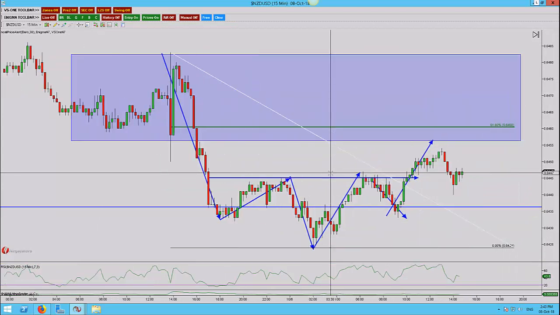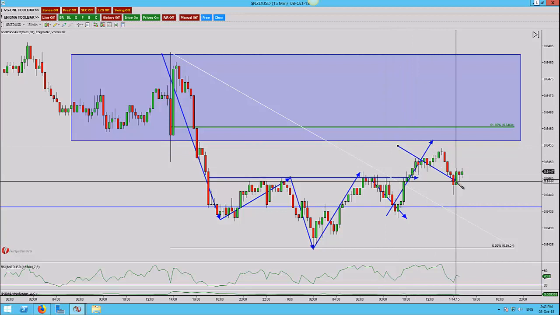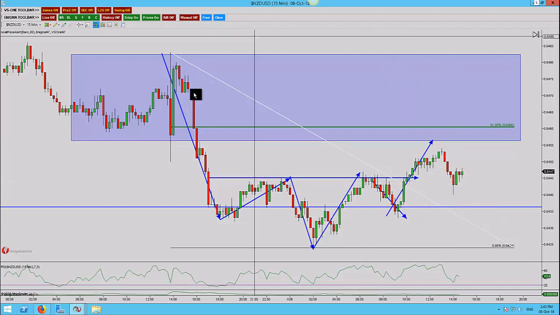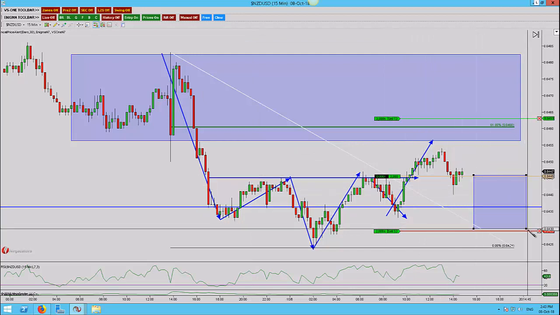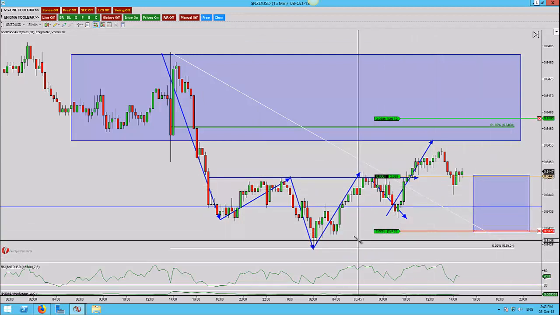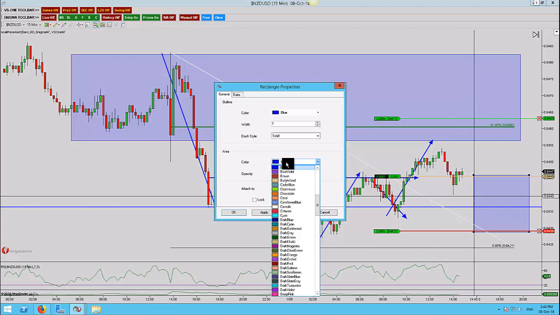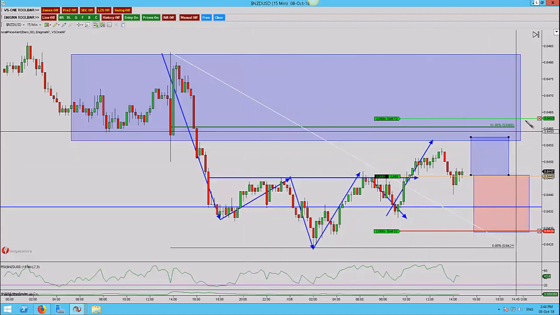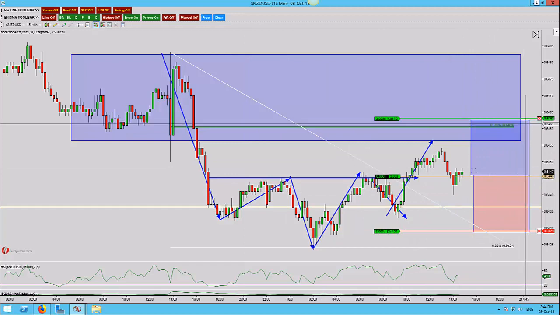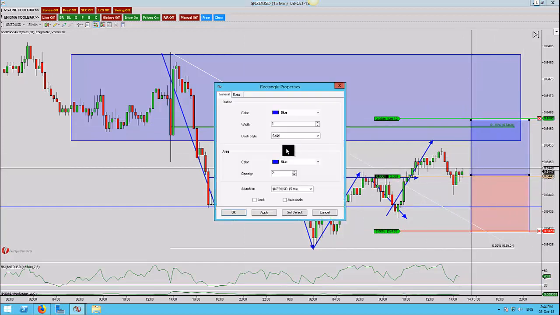So my entry was this higher high, higher close candle here. If I bring back on the orders, you can see that my stop was below the outside return just here. It's an ATR below it, and if we make this red, and then we're going to make targets which are just beyond the 618 fib. I'll make those green.